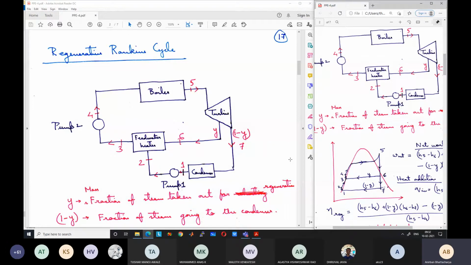So state 3 is fixed. Okay, state 3 is the saturated liquid state. Saturated liquid state means on this line, at the feed water pressure. So it is the saturated liquid state at the feed water heater pressure. So maybe at 500 kilopascal, it is the saturated liquid. So its state is fixed. Okay, that is true, correct. Then after that, how will you find the value of Y, and why will the value of Y be very small?